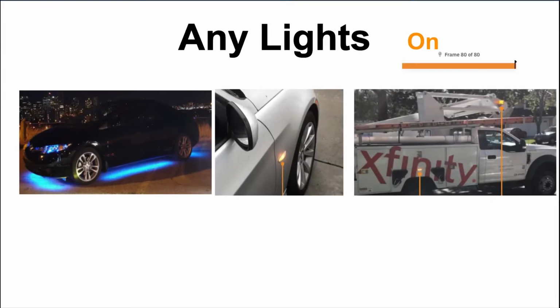So let's talk about what any lights are. Any lights is literally any lights that can be seen on a vehicle. If you see any activated lights on a vehicle, whether they be bottom lights of the car, side lights, or just flashing lights, any lights that can be seen on the car, we select on.